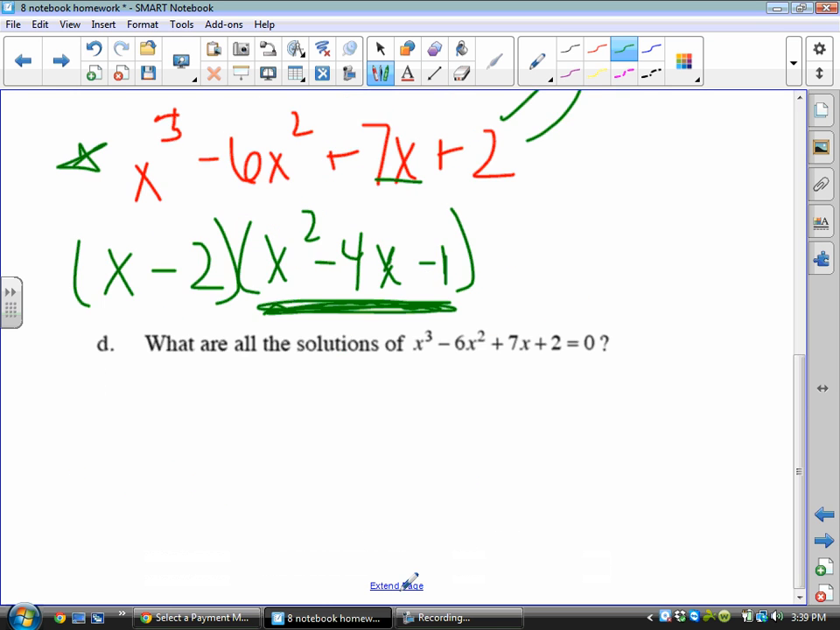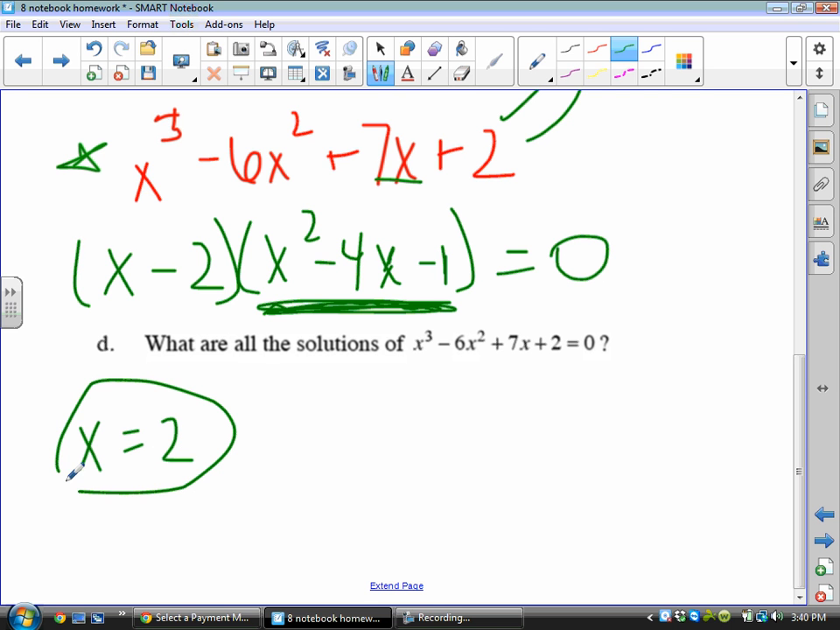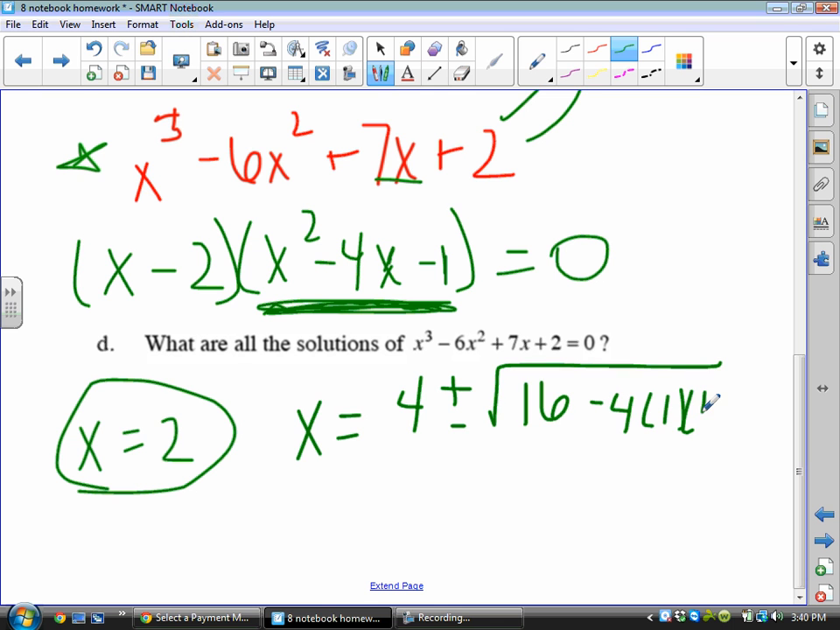Part D says find all the solutions for this. Find all the zeros. So I'm going to set each of these equal to 0. Okay? So the first one's pretty easy. We got x equals 2. We knew that. But the harder one is this quadratic we still need to solve. So I'm going to do the quadratic formula. Alright, so opposite of b would be positive 4 plus or minus the square root of b squared minus 4 times a times c, which is negative 1, divided by 2 times a.